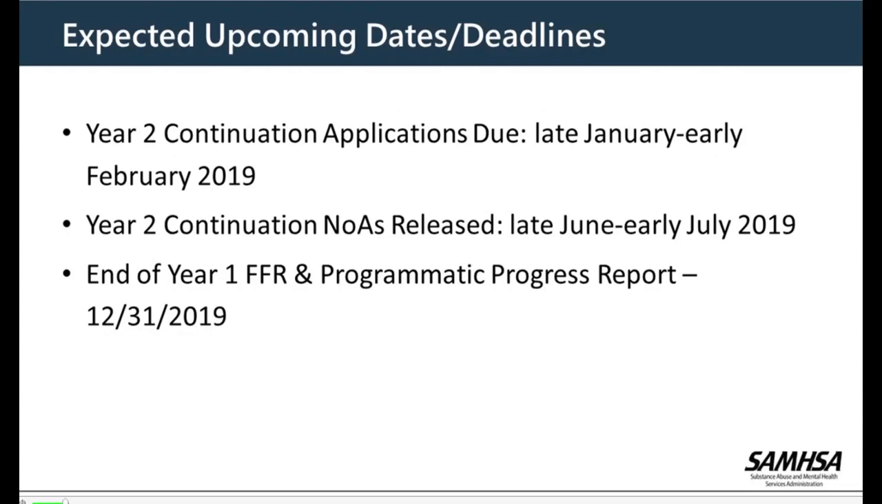So, expected upcoming dates and deadlines. As I said, for year 2 continuation applications, I expect the date to be sometime in late January, early February of the upcoming year, 2019. For year 2 continuation applications, expect those awards to go out sometime in the summer. Late June to early July has been the trend recently. And your end of year 1 FFRs and programmatic progress reports are due 90 days after the end of the budget year of each grant year. So your first ones will be due December 31st, 2019.